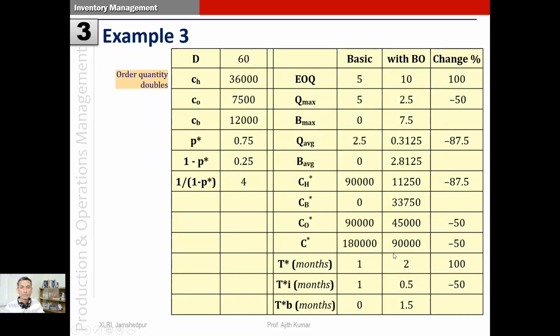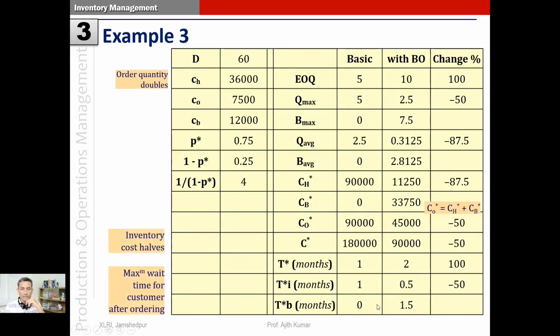It was 1,80,000 per year earlier. It has now become 90,000 per year. So by switching from the basic EOQ approach to the back ordering approach, we're actually able to save money. So I've also made these notes. You can see that here also we observe that CO star is CH star plus CB star, as we saw in the formulae. The inventory cost halves.